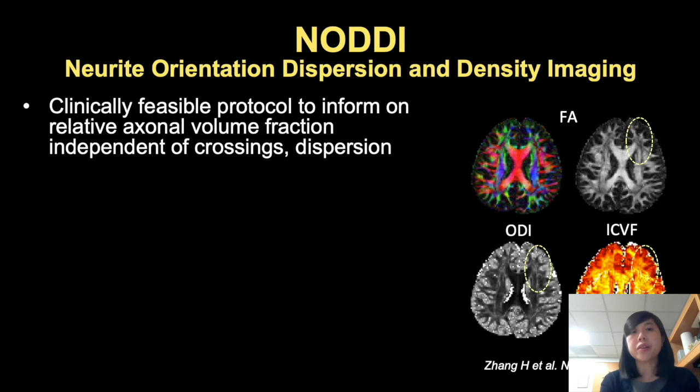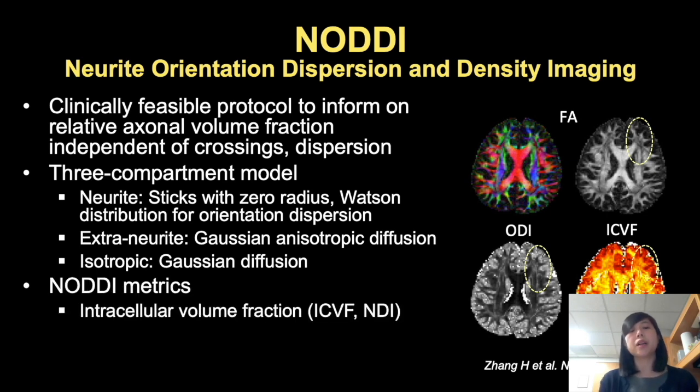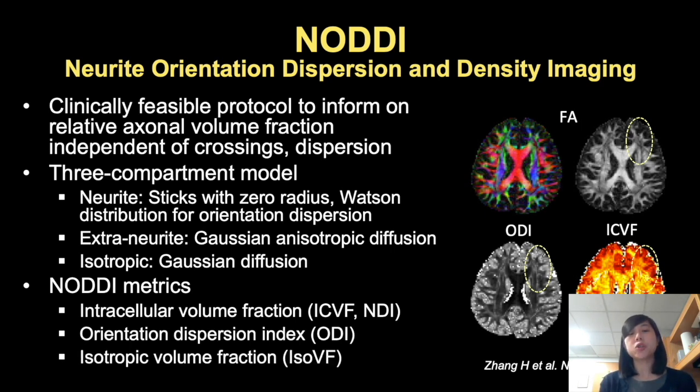One advanced diffusion model that has gained traction in the last decade or so is NODDI. NODDI stands for Neurite Orientation Dispersion and Density Imaging. This was designed as a clinically feasible multi-b-value protocol that can inform on relative axonal volume fraction independent of fiber crossings and dispersions. NODDI employs a three-compartment model consisting of neurites, which are essentially axons or dendrites, the extraneurite space, and isotropic diffusion within, say, the cerebrospinal fluid. So the metrics that we can pull out from NODDI quantitatively include the intracellular volume fraction, orientation dispersion index, and then the fraction of isotropic water.